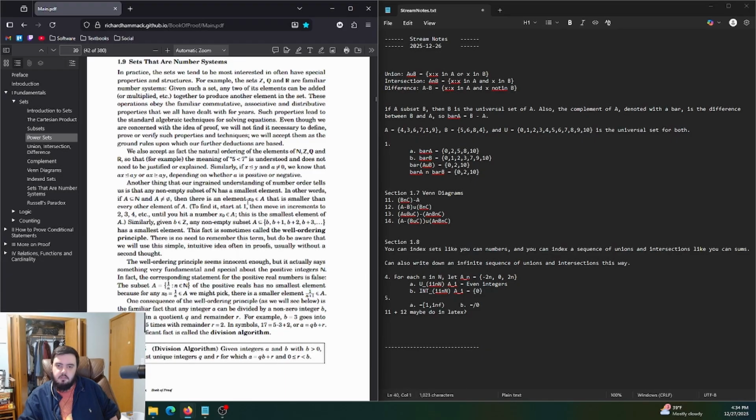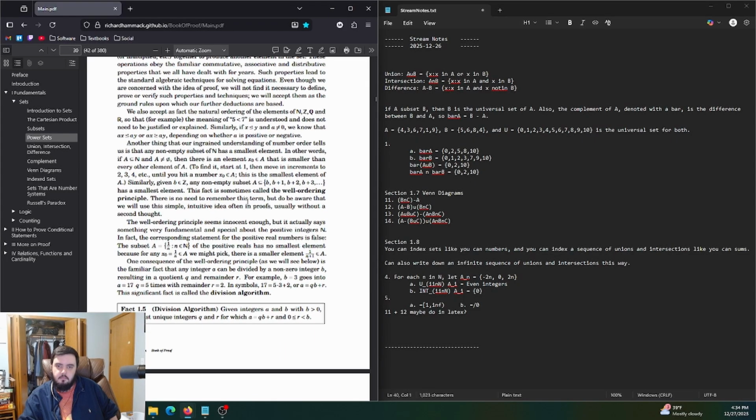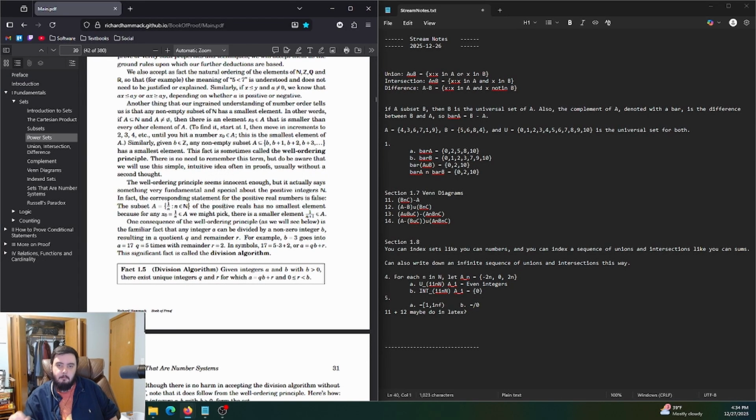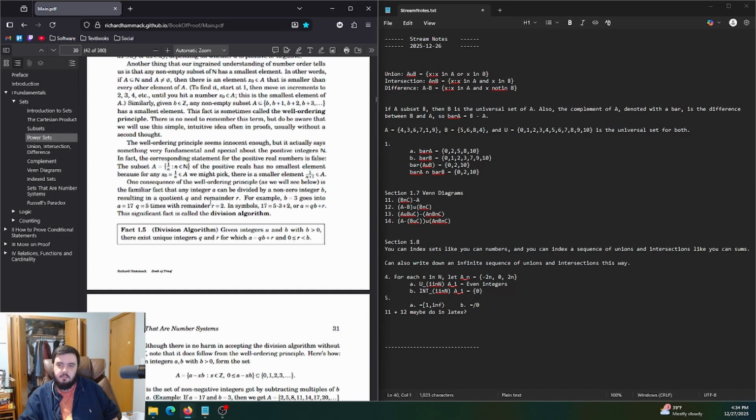Ordering the elements. Sure. Okay. Number order tells us that any non-empty subset of N has a smallest element, right? Cool. This fact is sometimes called the well-ordering principle. Amazing. Remember this term, but do be aware that we will use this simple, intuitive idea often in proofs, usually without a second thought. Yep, you do.